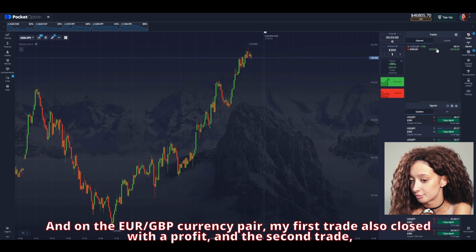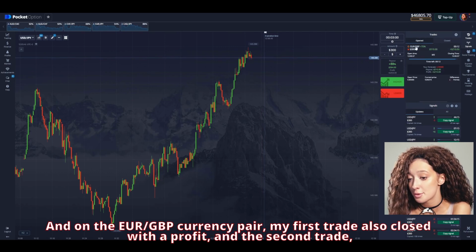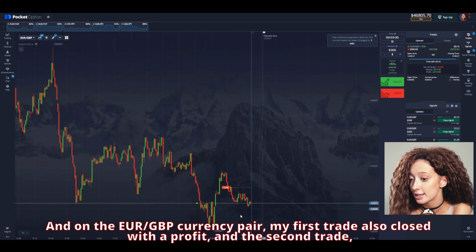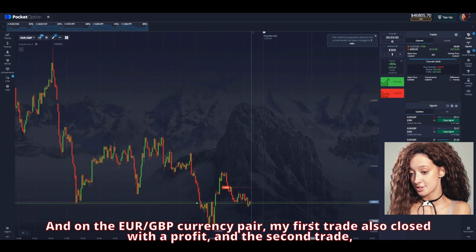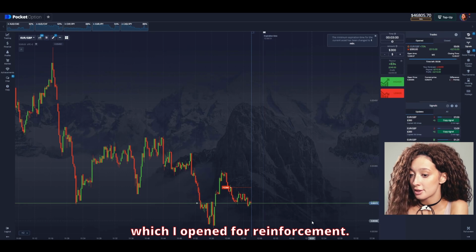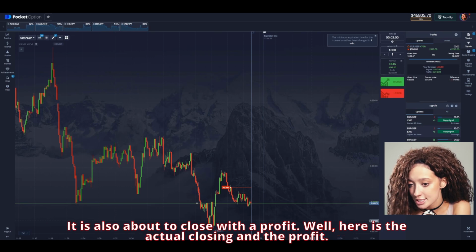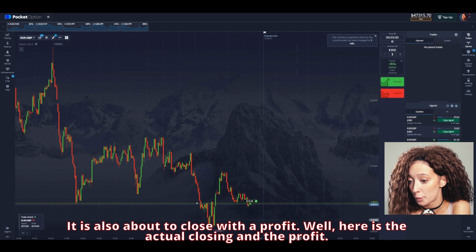make a profit. On the EUR and GBP currency pair, my first trade also closed with a profit. And the second trade, which I opened for reinforcement, is also about to close with a profit. Well, here it is actually closing at a profit.